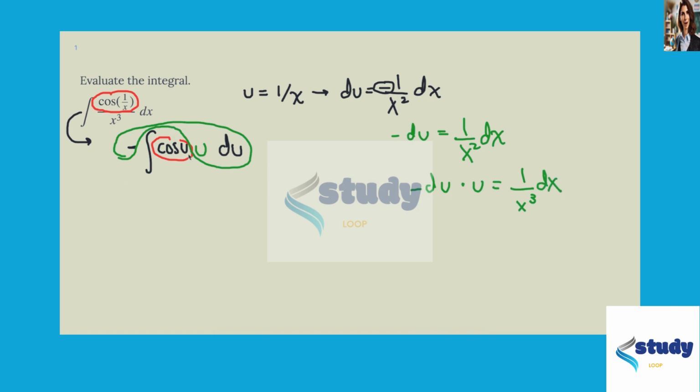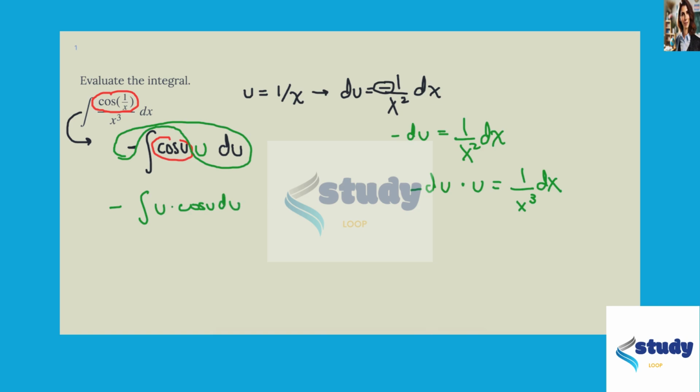So this is our integral. So we have negative integral of u times cosine u. For this new integral here, it's got a little messy up here. Let me come and rewrite this. Let's write this as u cosine u du.